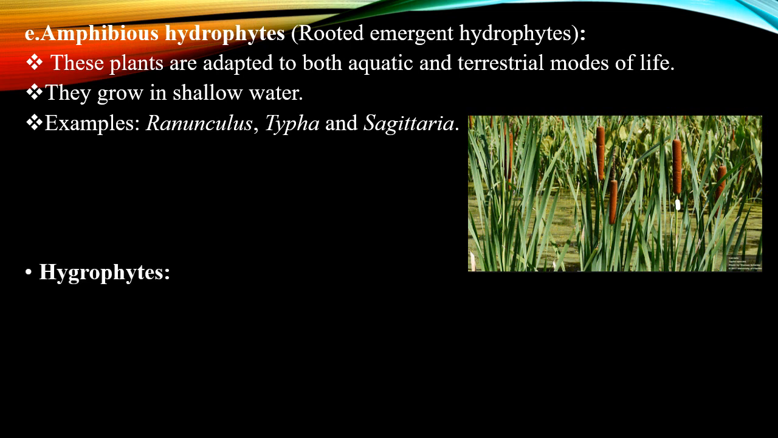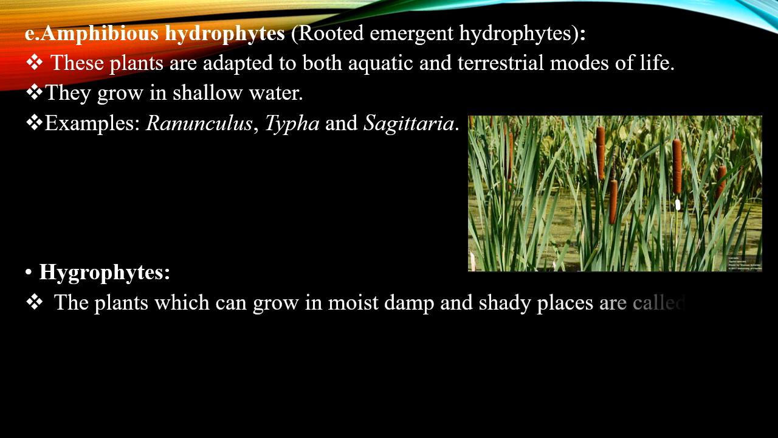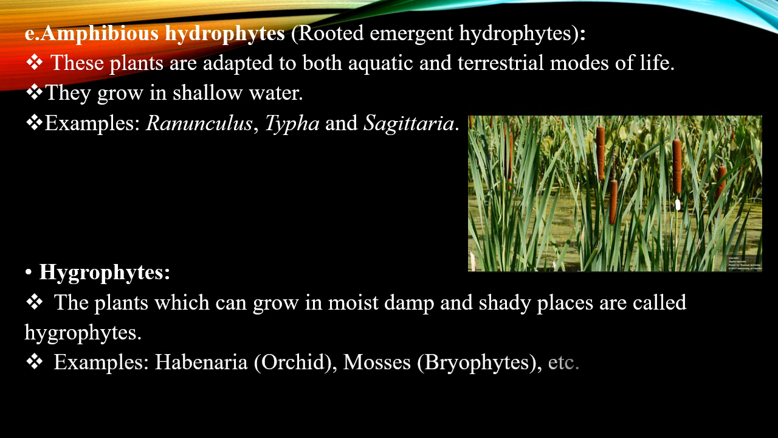Hygrophytes: the plants which can grow in moist, damp and shady places are called hygrophytes. Examples: Habenaria orchid, mosses, bryophytes, etc.